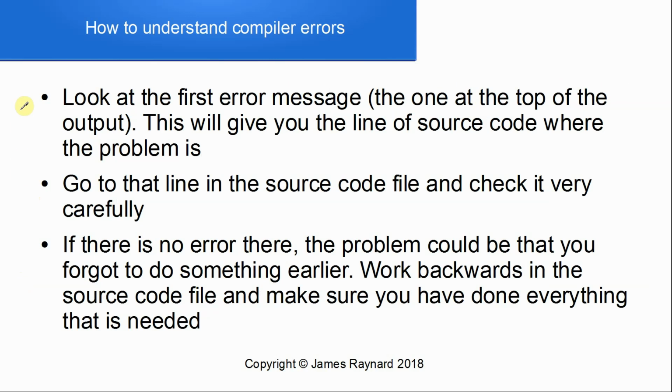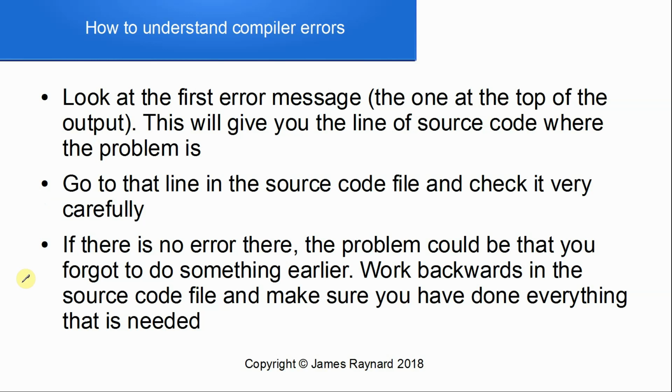So here's some advice on reading error messages. As we say, go to the top, look at the first error message. Even if that doesn't tell you anything at all, it will at least tell you which line of source code is the one that has the problem. So the next thing you do, if you can't see what the problem is, you go to that line in the source code and have a good look at it, double check it, see if you can find any mistakes. If there aren't any mistakes, then it may be that this line of code depends on something else that you should have done earlier but either didn't do or didn't do properly.